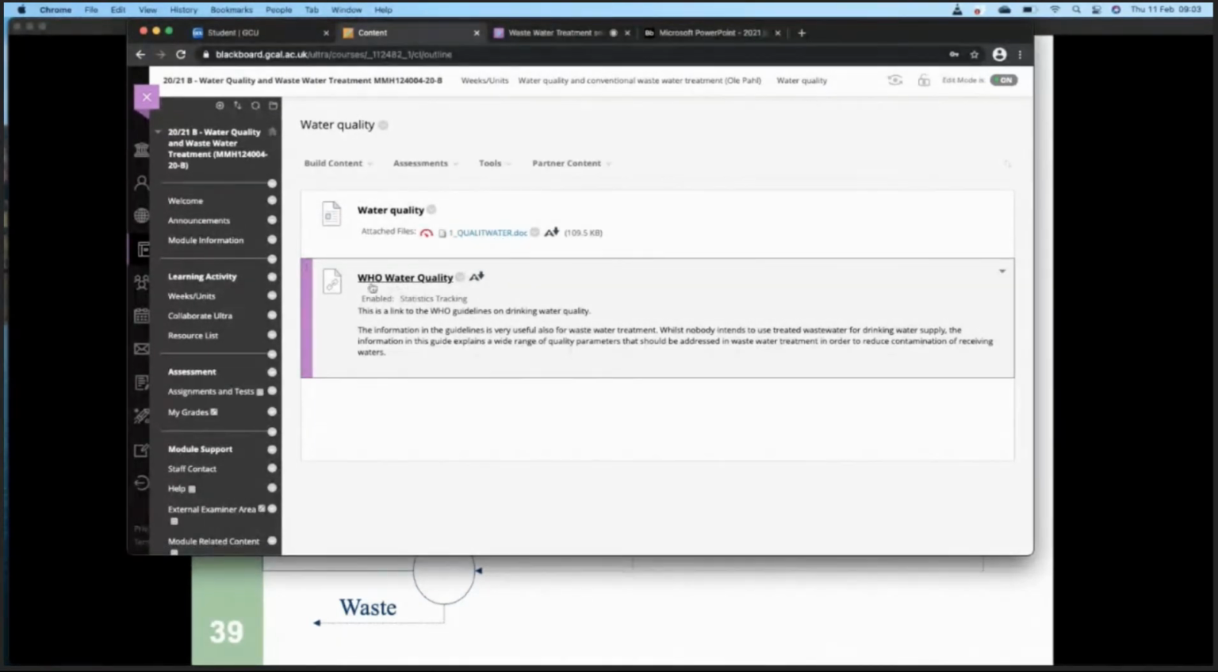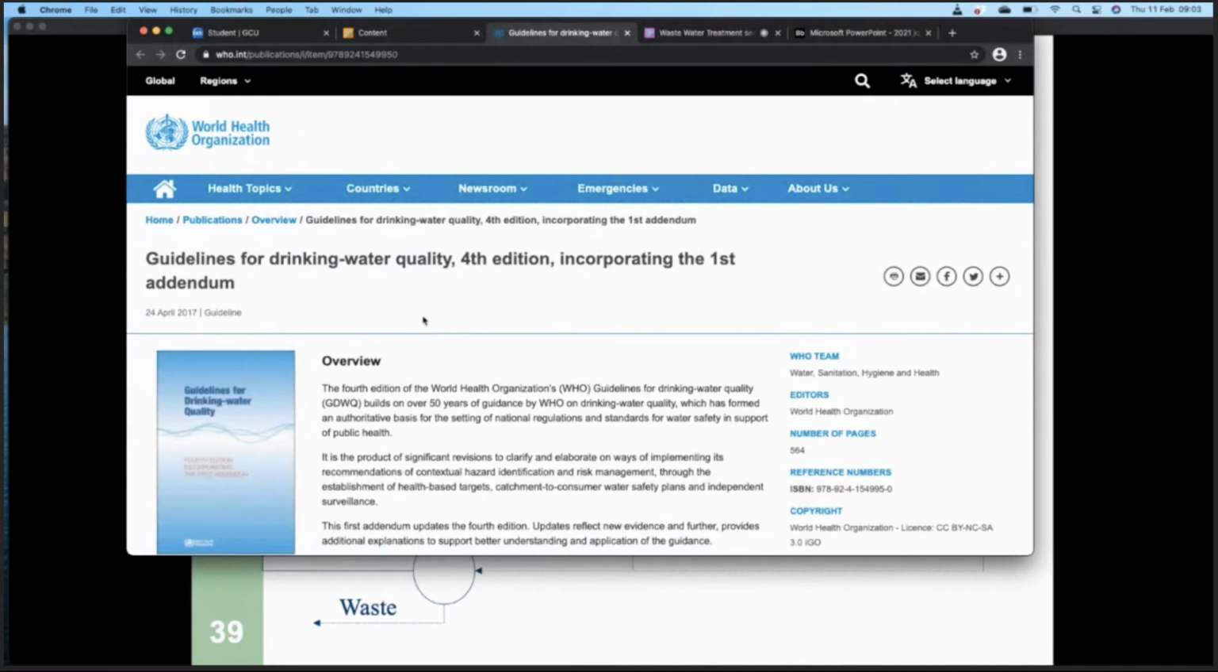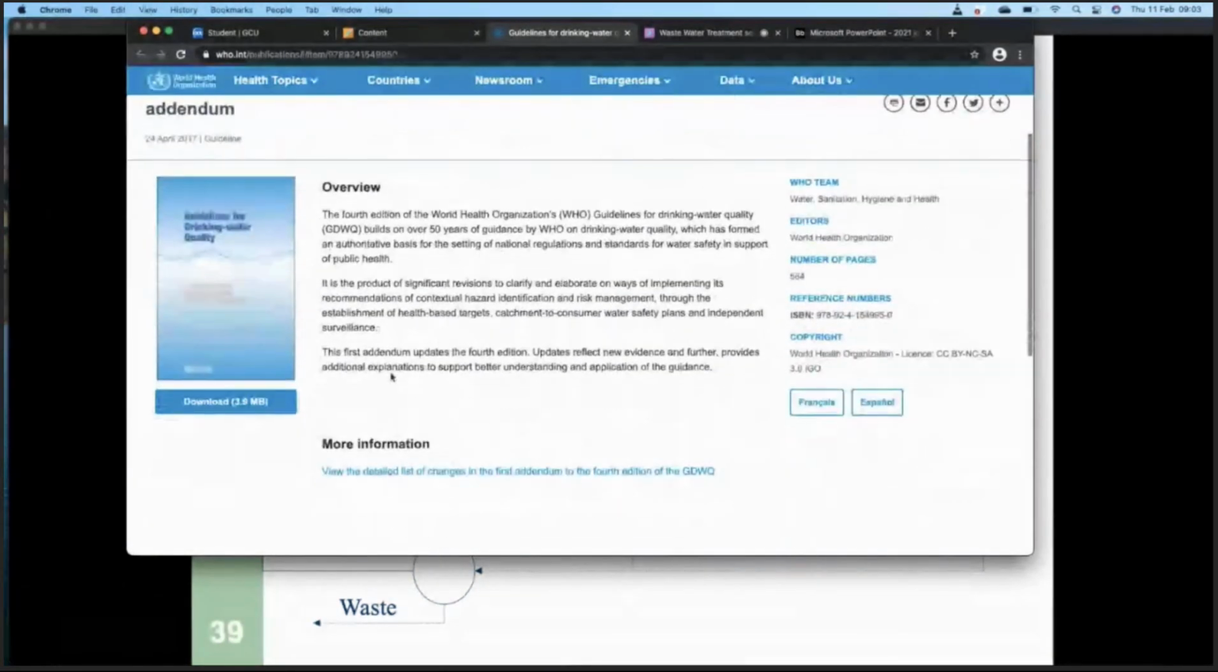The other thing is this. I'd really like to direct you to the WHO guide on water quality. I tried the link earlier on and it worked, but sometimes the link doesn't work. So we'll see what happens. Oh, it does work. So this is really quite something. It's a fairly large document. I don't want to open it now, but you can see here 564 pages.